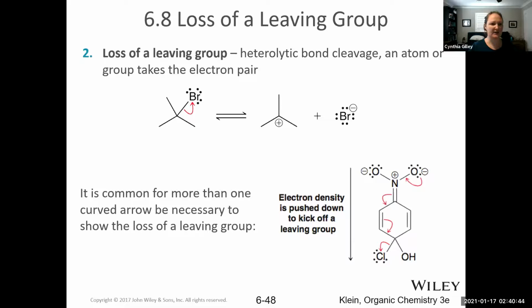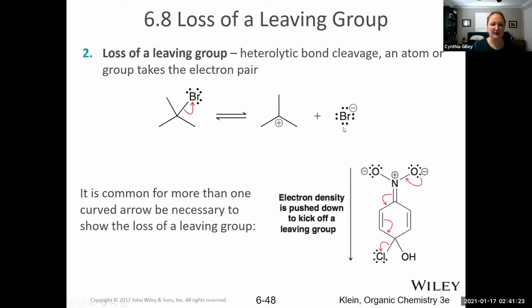Let's look at the second pattern, loss of a leaving group. That is oftentimes considered the opposite of a nucleophilic attack, where instead of forming a bond, we're breaking a bond. And we're doing so heterolytically, which means we're moving 2 electrons during that bond breaking process. The arrow starts on the sigma bond. Those electrons, instead of being shared, are going to be transferred to the bromine as a lone pair. As a result, we now have 2 species as the product, the tertiary carbocation and the bromide ion.